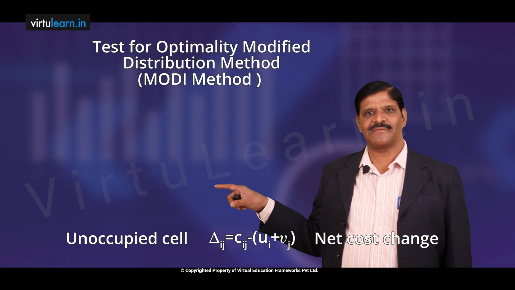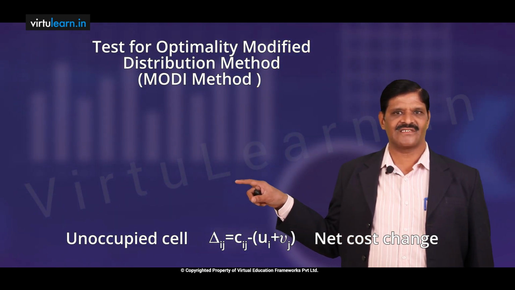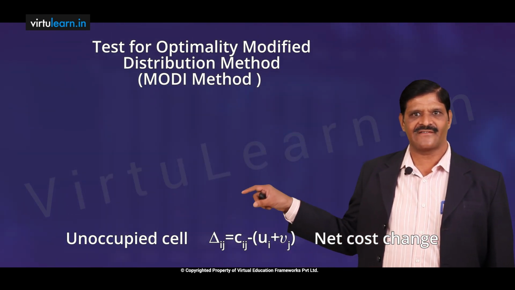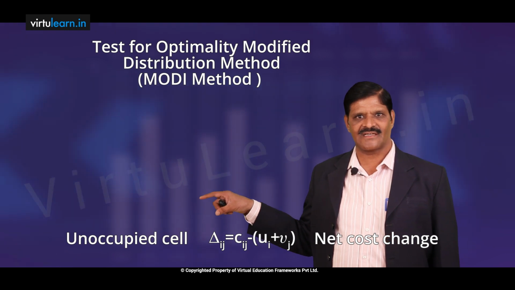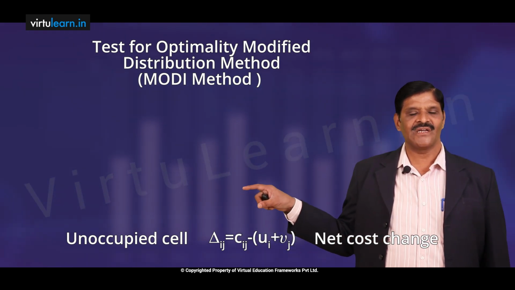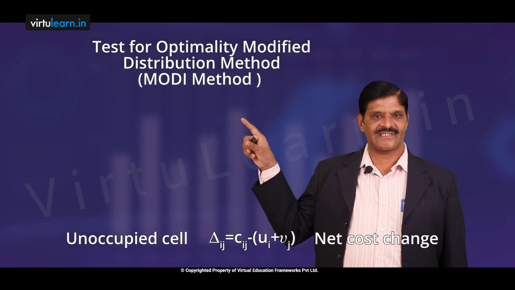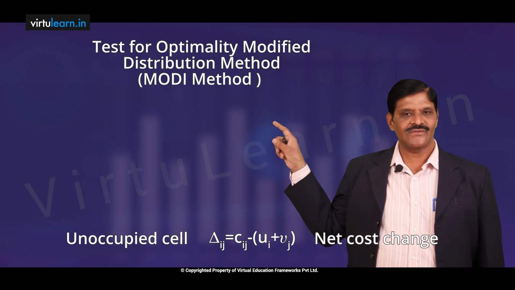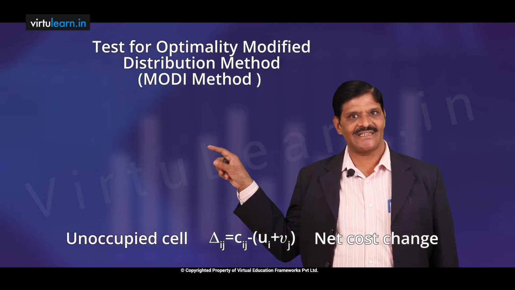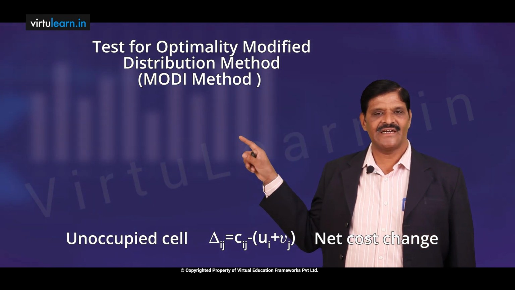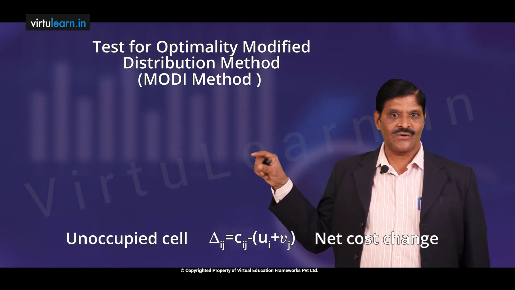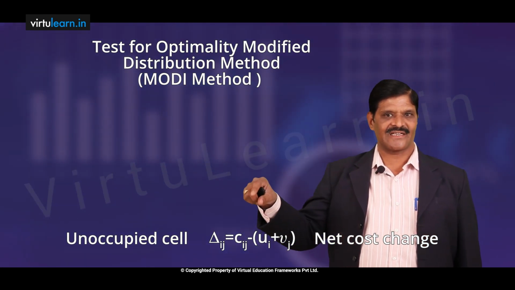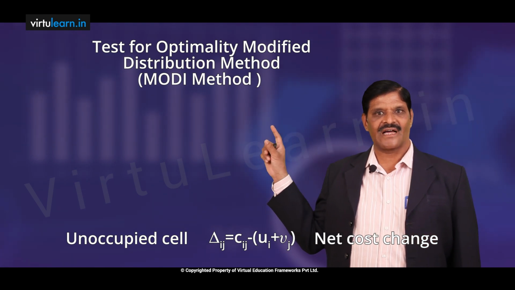Then by arbitrarily assuming the first value as 0, we will solve the values of u1, u2, u3, v1, v2, v3. Likewise, for whatever number of u's and v's there are, we will find out the value. Then we will substitute in the earlier equation, delta ij is equal to Cij minus (ui plus vj). This delta ij value is evaluated for unoccupied cells. We used the earlier equations to evaluate uv values for allocated cells. Here we have identified unoccupied cells.